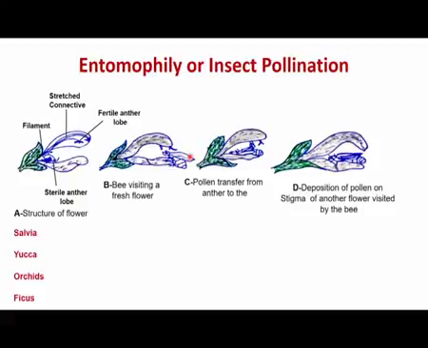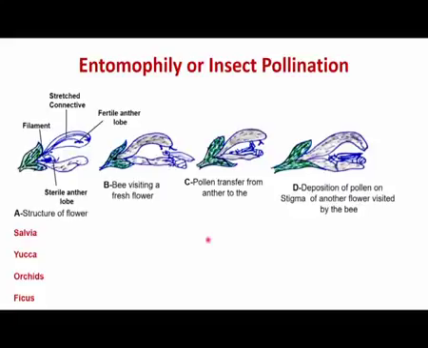Now, imagine that the same insect goes into another flower. When it goes into another flower, the back of the insect, which contains the pollen grains, gets rubbed against the stigma, and as a result, the stigma receives those pollen grains, and that facilitates fertilization.